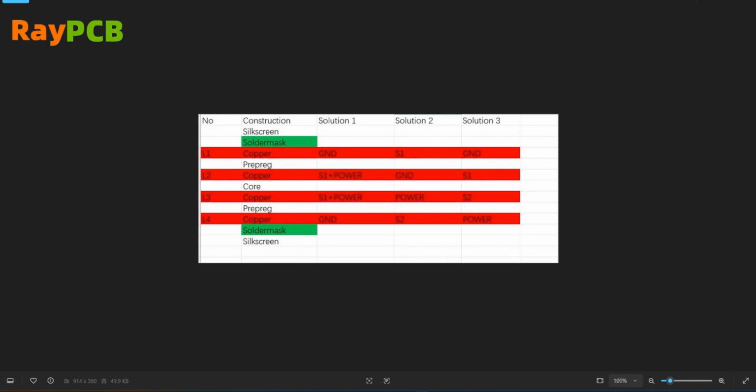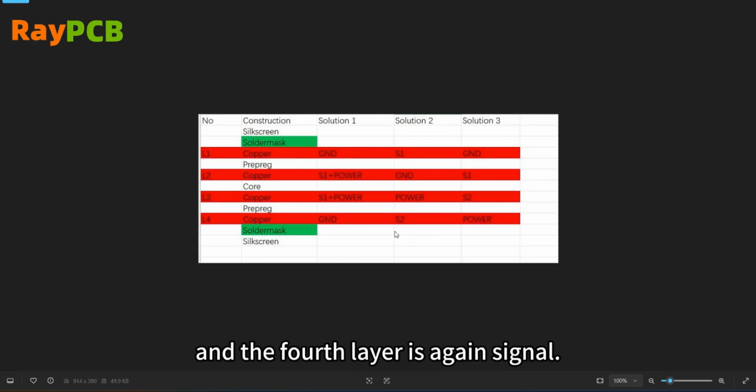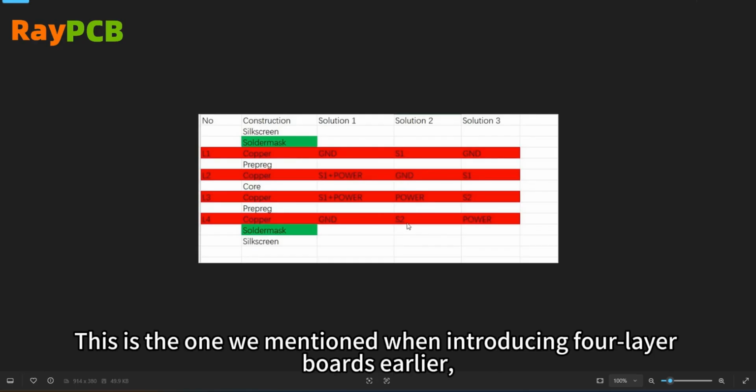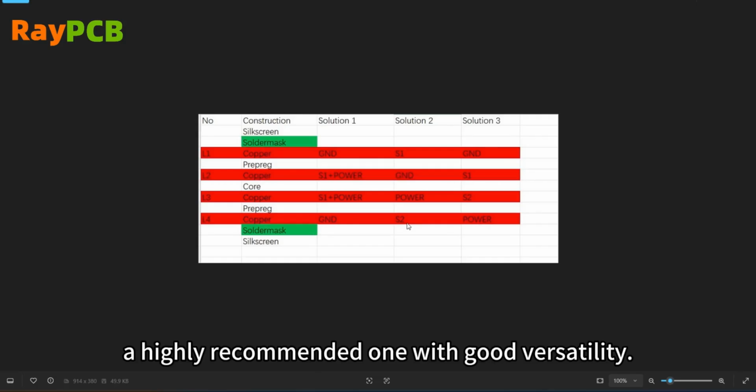Solution 2 is as follows. We can see that the top layer is signal, the second layer is GND, the third layer is power, and the fourth layer is signal again. This is the stack-up structure that we previously recommended for 4-layer boards and is also a commonly used and versatile option.